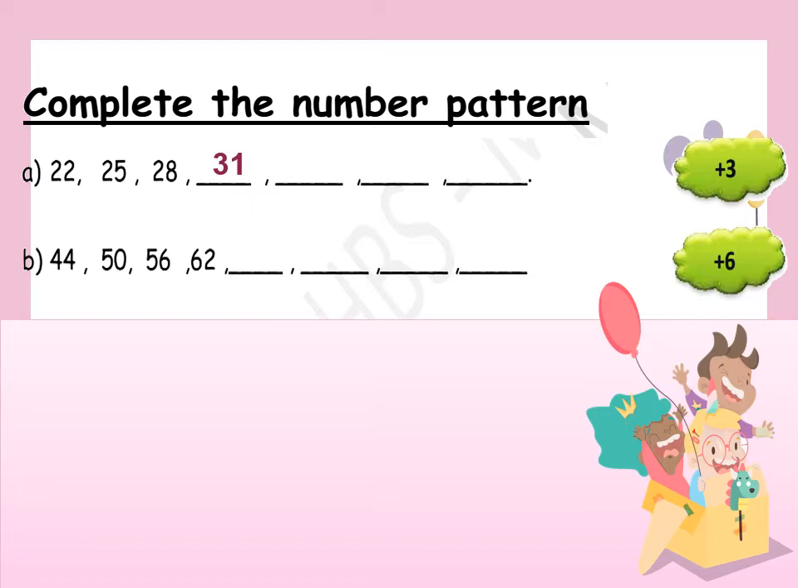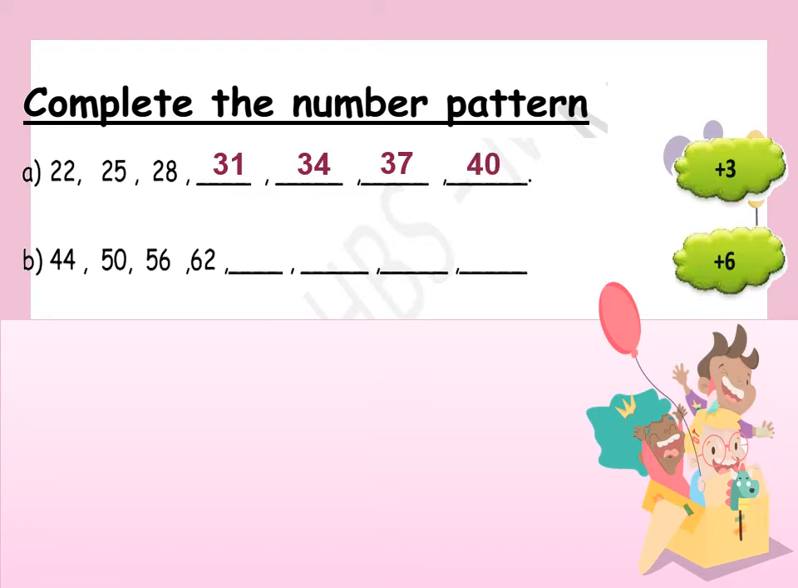31 plus 3 equals 34. Then again we add 3. The pattern here is to add 3 each time. 37, then 40. Let's see the next one.